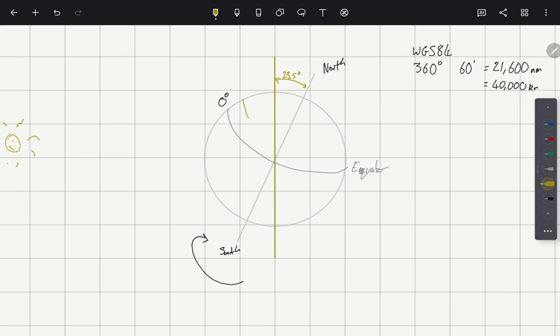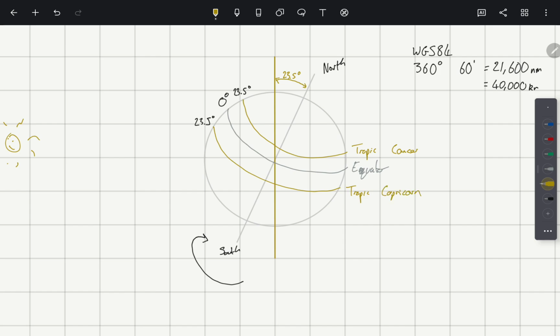So let's add on another line north and south of the equator at 23.5 degrees. And we shall call this the tropics. And at the top it's Cancer, and at the bottom it's Capricorn.